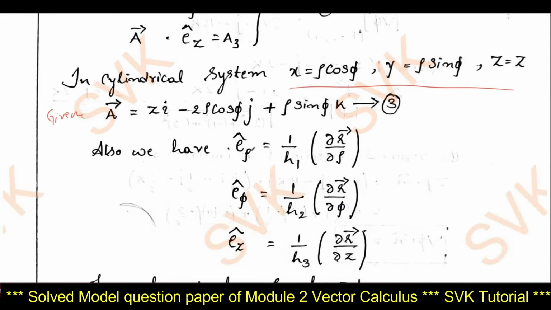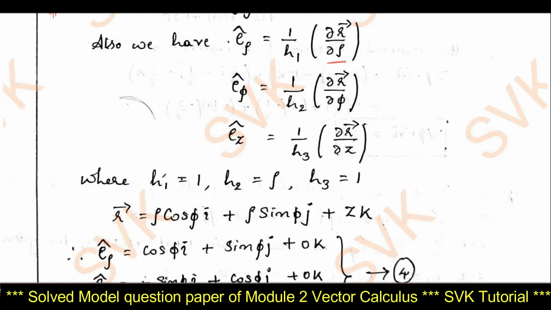Also, we have e rho cap expressed as 1 over h1 times del vector r divided by del rho. I am going to differentiate vector r partially with respect to rho. Similarly, e phi cap will be 1 over h2 times del vector r divided by del phi, differentiating vector r partially with respect to phi. Similarly, e z cap will be 1 over h3 times del vector r divided by del z. For the cylindrical coordinates, the standard values are h1 equal to 1, h2 equal to rho, h3 equal to 1.